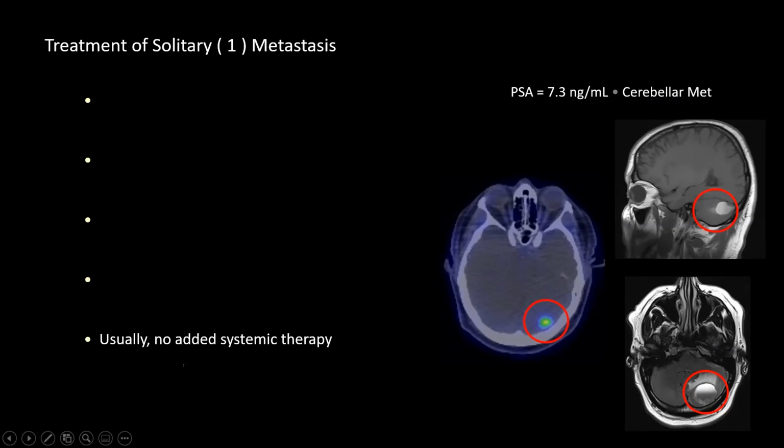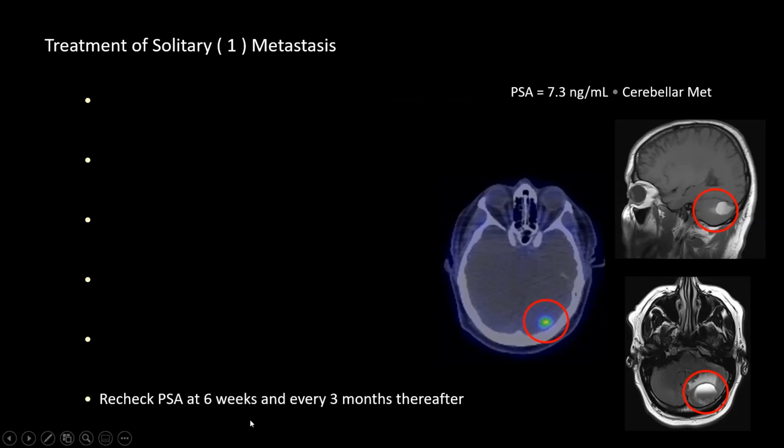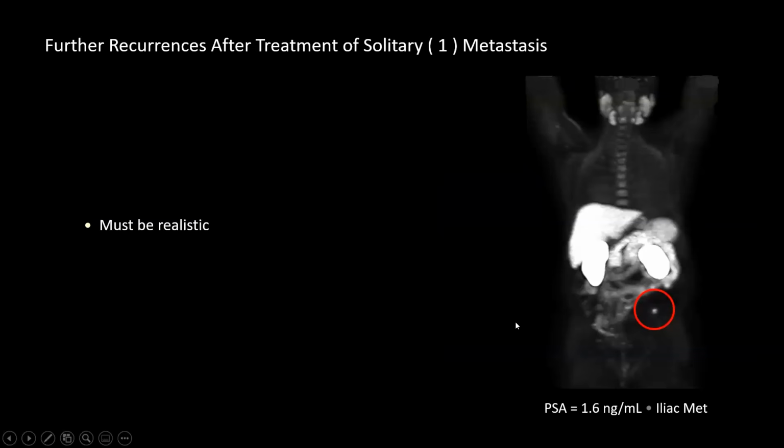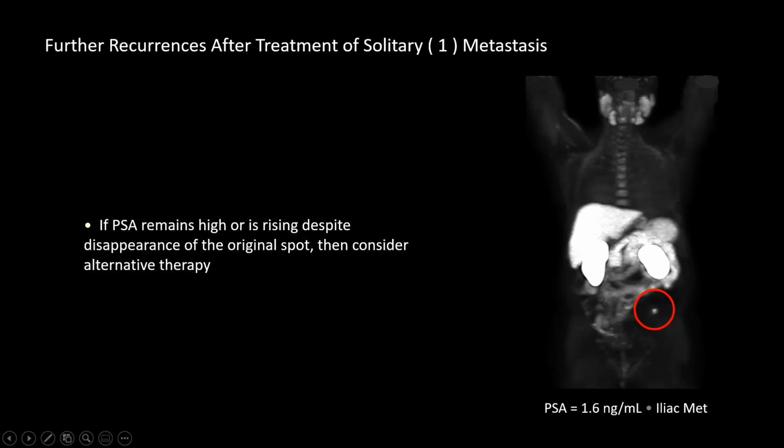Usually, if we see one spot of cancer, we do not use systemic therapy. We want to know beyond a shadow of a doubt, did we get all of it and is it going to stick? So we don't use systemic therapy with these lesions. In order to follow patients, we get PSA every 6 weeks and follow up with the patient every 3 months thereafter. If a patient does have recurrence after treatment of one metastasis, we have to be realistic. If only one spot appears after a long delay, we'll try again. If the recurrence is at the same site, we will try again.